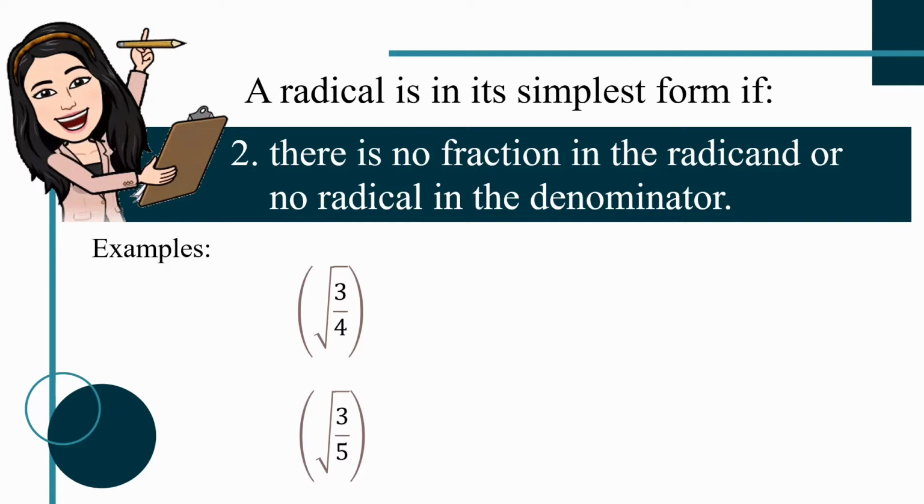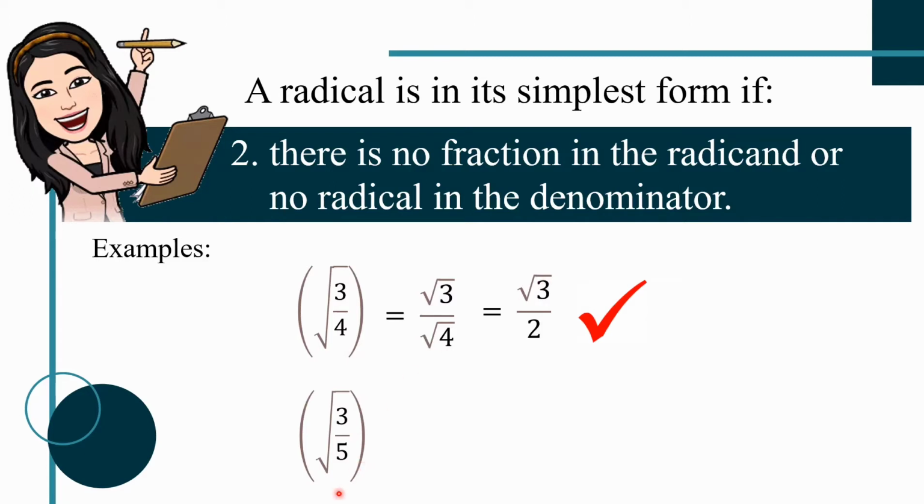So, ang square root of 3 over 4 is equal to square root of 3 over square root of 4, applying the quotient law. Okay? So, we have square root of 3 and square root of 4. Meron ba tayong radical sa ating denominator? Yes, meron po. We have a square root of 4. So, ibig sabihin ba nito, hindi siya naka-simplest form? Okay, hindi pa po. But we can still simplify it kasi ang square root of 4 is a perfect square. So, that will be equal to square root of 3 over 2. So, nawala na yung ating denominator na radical. So, therefore, it is already in its simplest form.